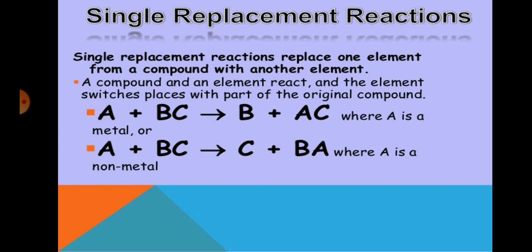So the third one is the single replacement reactions. A single replacement reaction replaces one element from a compound with another element. So a compound and an element react, and the element switches places with part of the original compound. It is presented like this: A plus BC yields B plus AC, where A is a metal, or A plus BC yields C plus BA, where A is a non-metal.